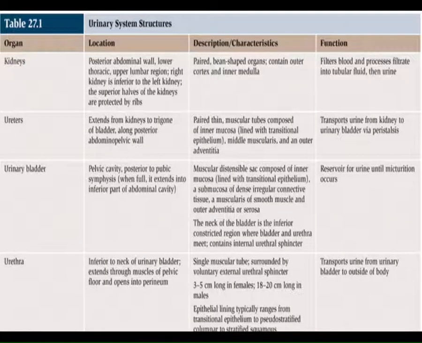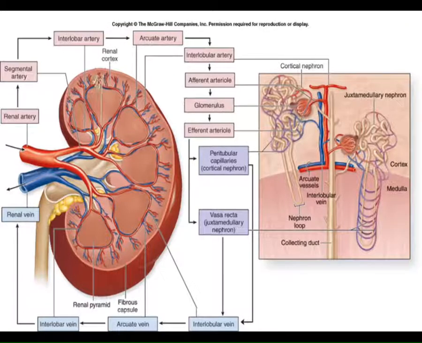Just a little table, as I like to have: kidneys, ureters, bladder, and urethra. There's nothing extra on here. It just reminds you of these 4 major structures of the urinary system.